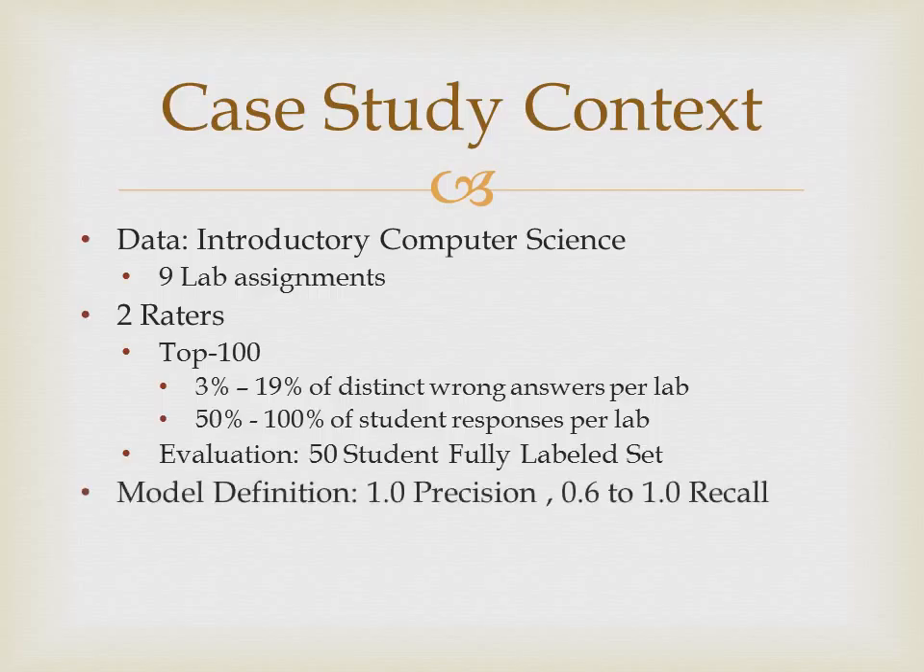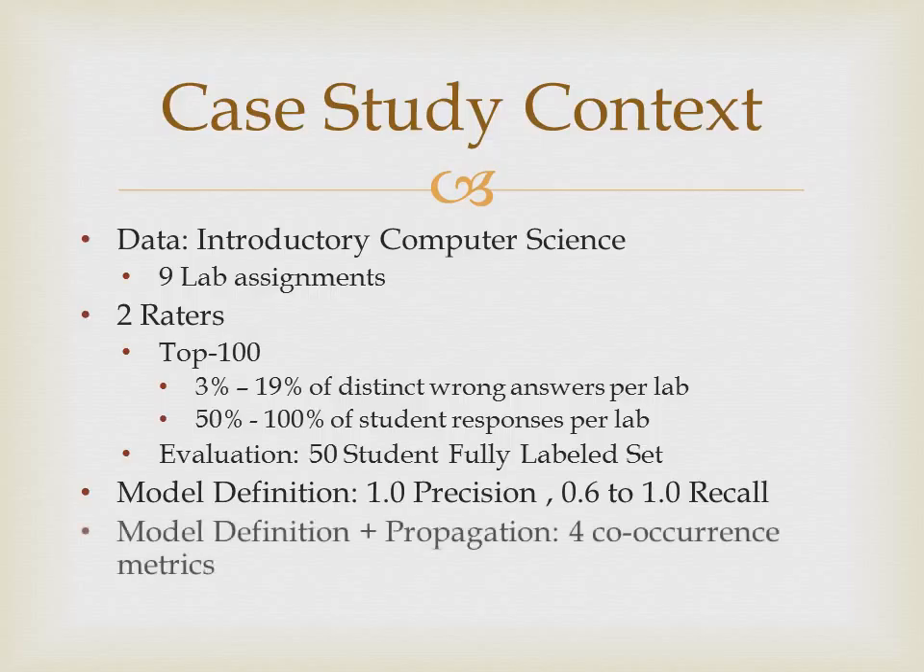Using the first part of our model, which only directly applied our student misunderstanding definition, we achieved perfect precision and 0.6 to 1.0 recall across the labs. When applying both parts of the model, we evaluated 4 co-occurrence metrics against an uninformed baseline, which is what I will spend the rest of this video on.